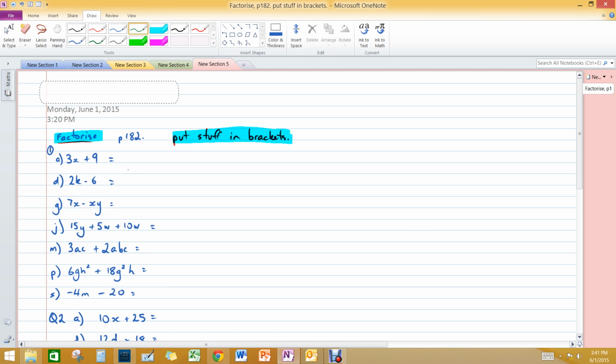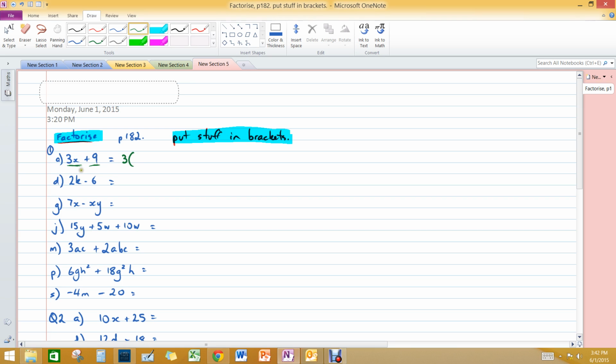We have 3x plus 9. What we need to do first of all, we need to look at our two terms, 3x and 9, and we need to think, what is my highest common factor? So what is the number that goes into both 3x and 9? And well, the answer to that is 3. So what we do is we write a 3 down and then we open a set of brackets.